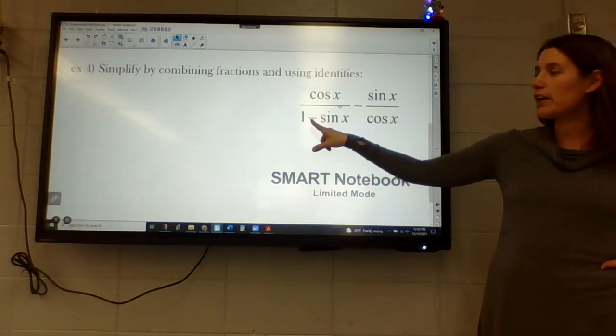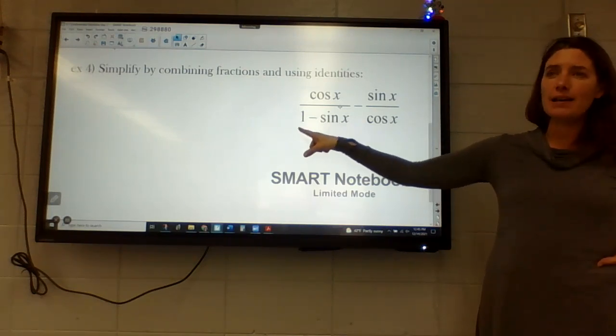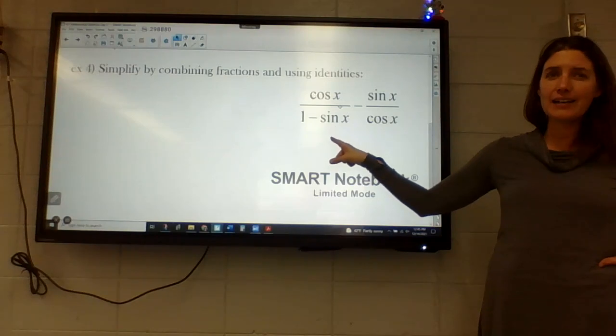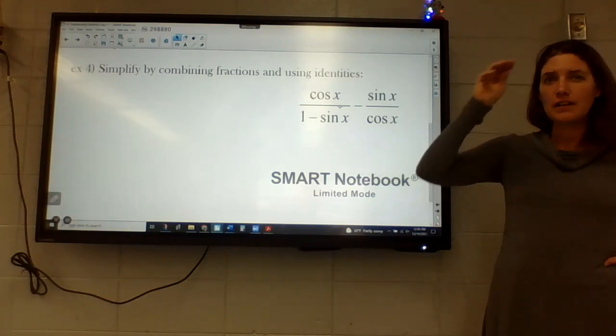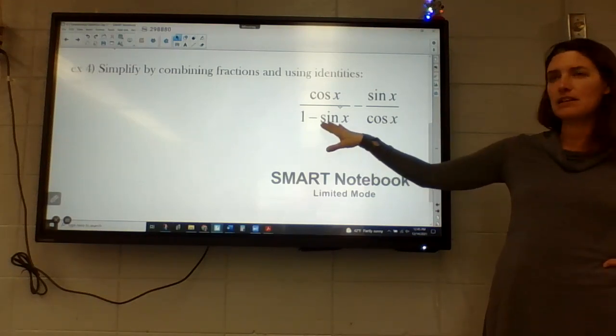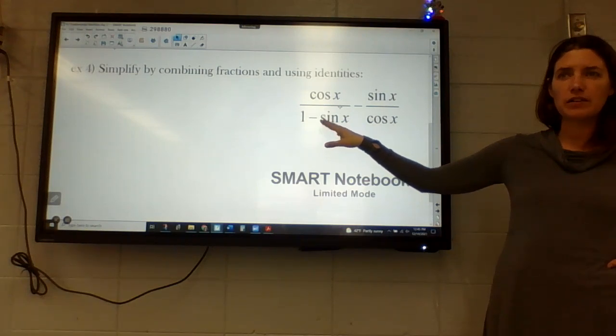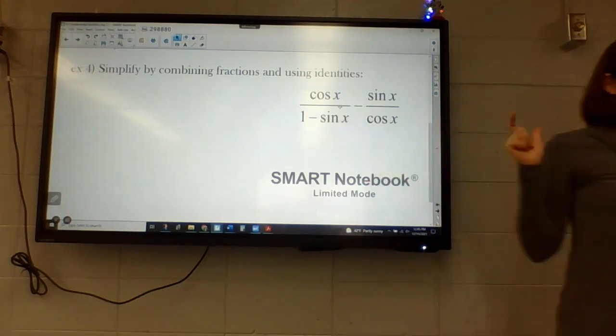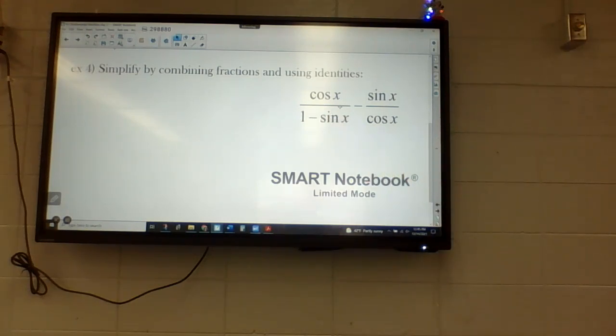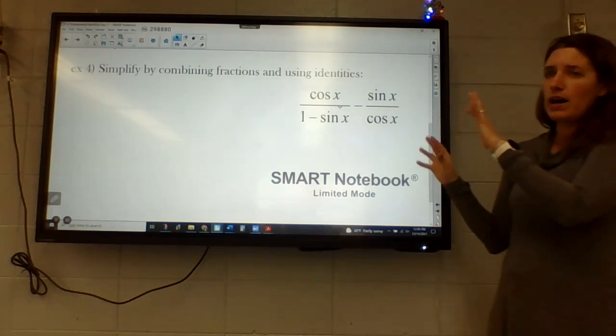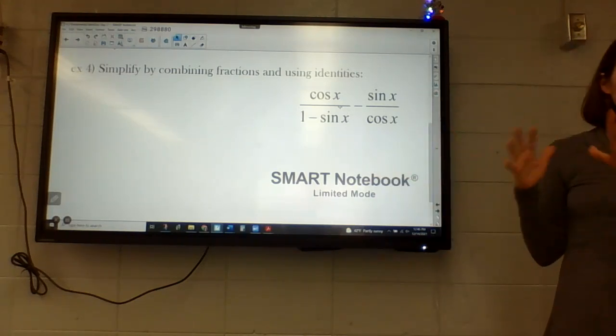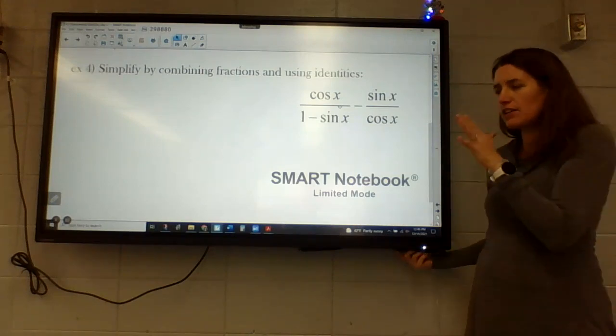Now, when you look at this one, careful, 1 minus sine is not equal to cosine. Do you guys see that? What's missing if we wanted it to equal cosine? It's not squared. This isn't a Pythagorean identity. So just be careful that the 1 and the sine looks like we should be able to do some sort of cosine thing with it, but you can't.